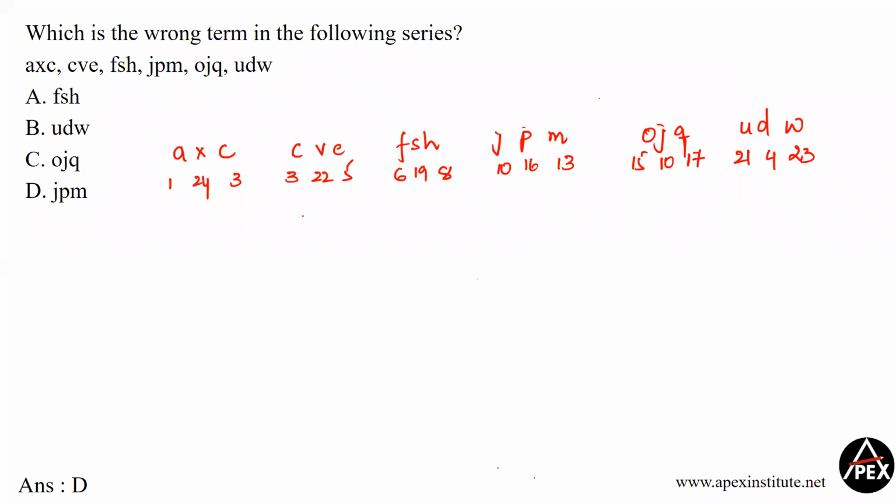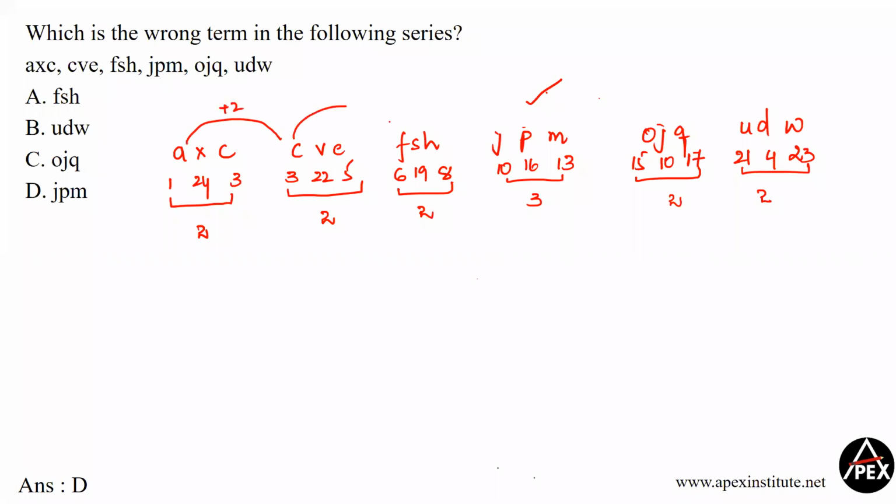The first thing I see here is the difference between the first and the third alphabet in each term, which is 2. Which one is different in this term? It is 3 here. So I can say that this might be the incorrect term. A plus 2 is C, plus 3 is F, plus 4 is J, J plus 5 is 15, O, and O plus 6 is 21, U.